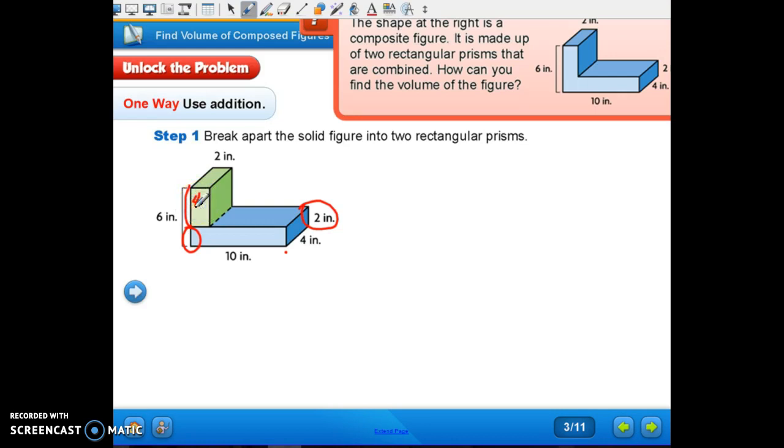Okay? So what is this length of the dotted line? 4. How do you know that? Because on the right, in the middle, right here, it shows the width of it, doesn't it? So this line is 4. Now we have all our measurements for that green figure.